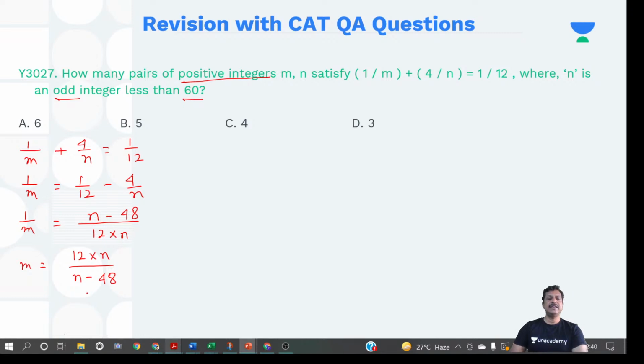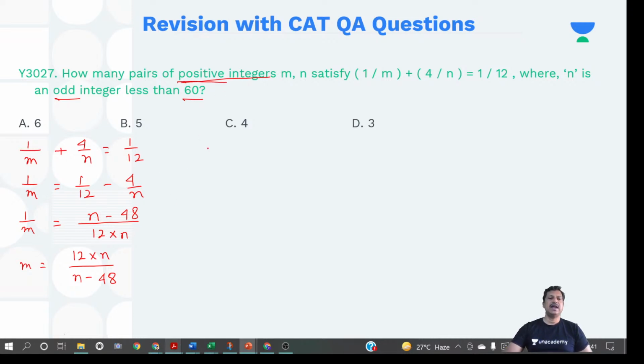So n is less than 60, but n cannot be equal to 48 or less. Why? Because if n is 48, the denominator will be 0. If the denominator is 0, it will be undefined. And if n is less than 48, then it will be negative, so the whole value will be negative. So m will be negative, but m has to be a positive integer. That's what is given over there.